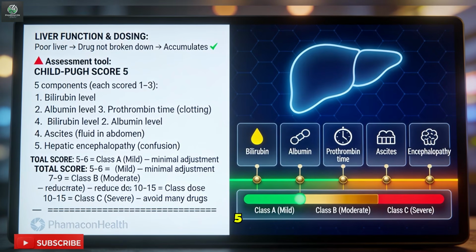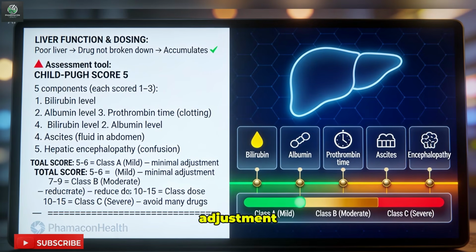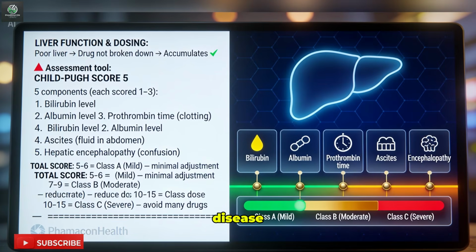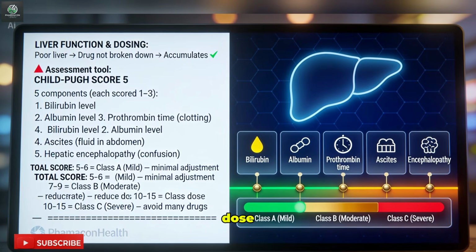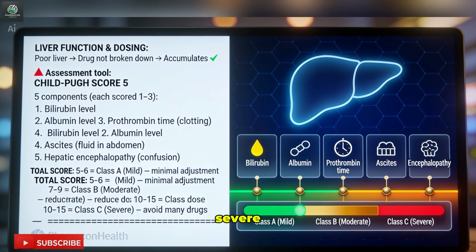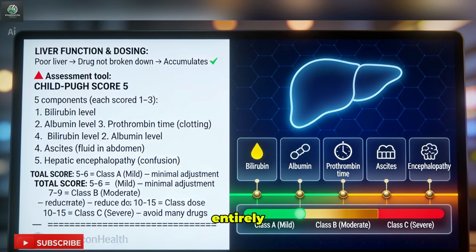A score of 5 or 6 means mild liver disease, Class A, minimal dose adjustment needed. 7 to 9 means moderate disease, Class B, significant dose reduction required. 10 or more means severe disease, Class C. Many drugs should be avoided entirely.